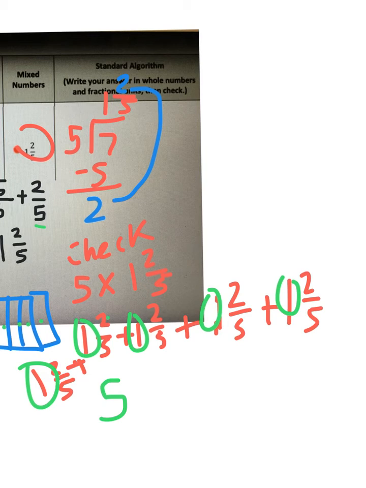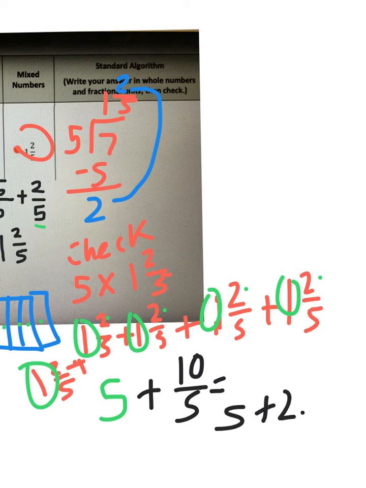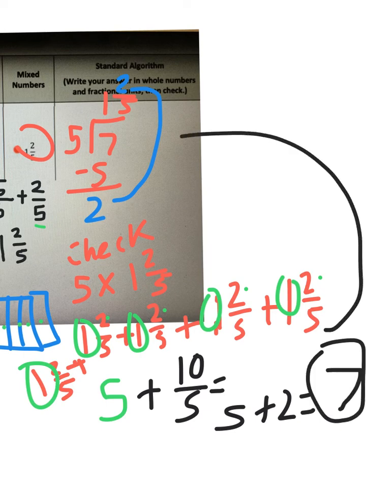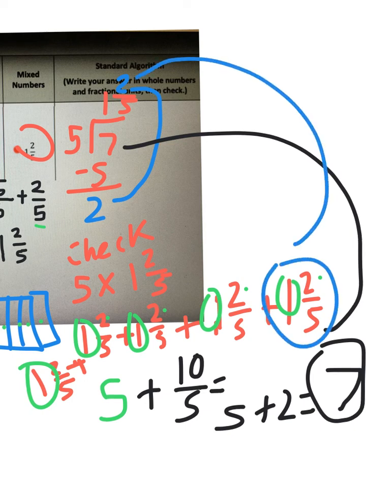And 2, 2, 2, 8, 10. Plus 10 over 5, which will give us 2. So this turns into a 2, and 5 plus 2 is 7. And this 7 is here. This 1 2/5 is here. And our answer is correct. So now we're going to move on to the next problem after this.